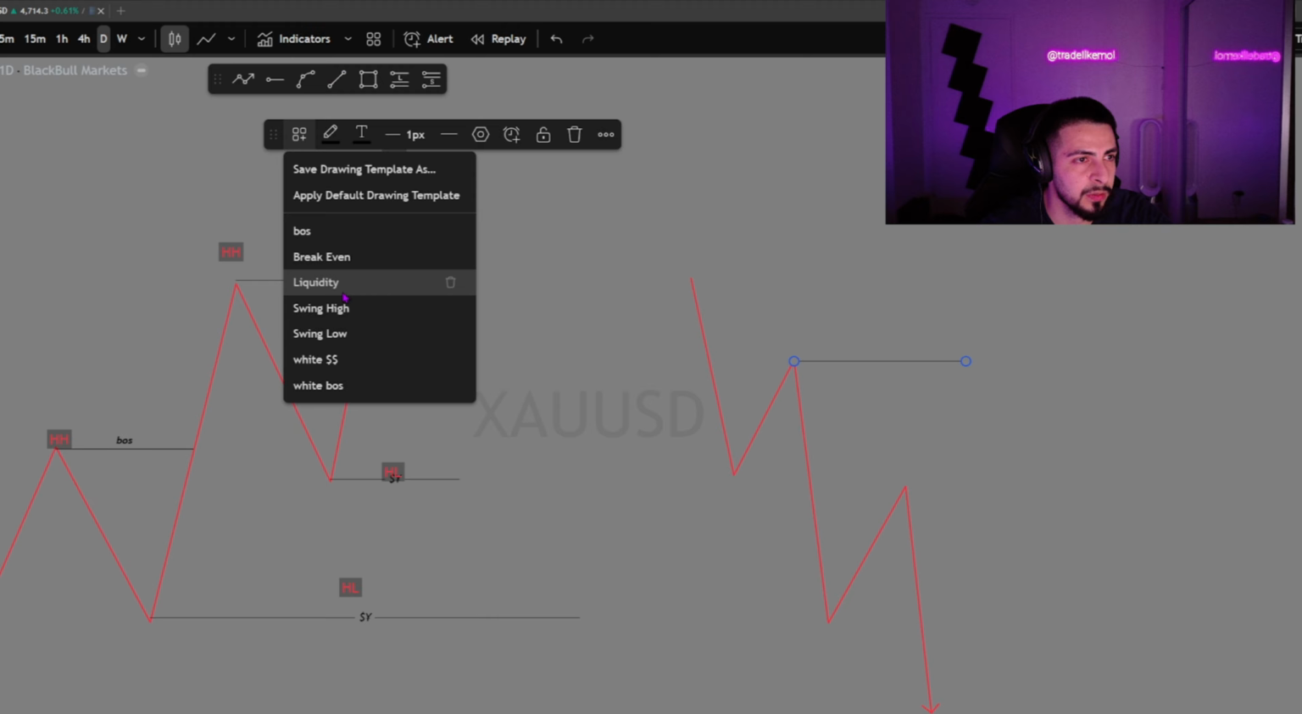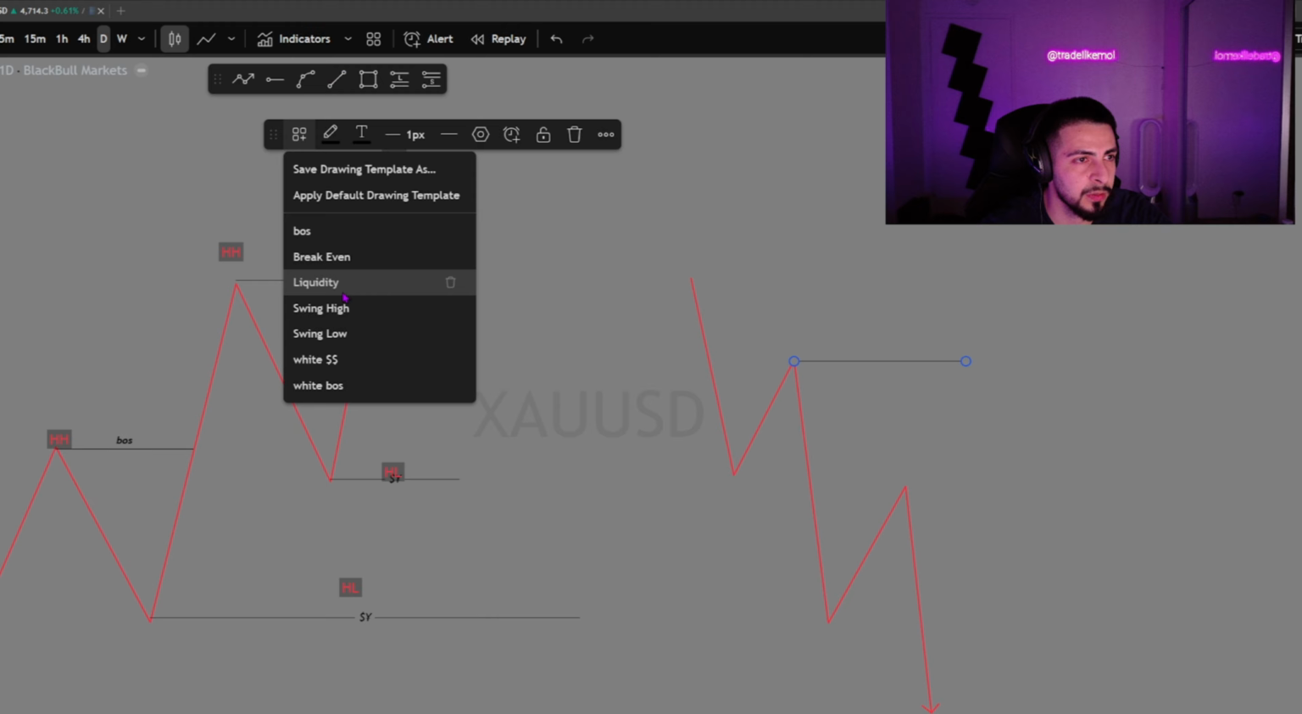Higher high. And obviously the higher lows would be here. So that would be our liquidity. So higher high, higher low, higher high, higher low, higher high. And that is exactly where we find our liquidity.